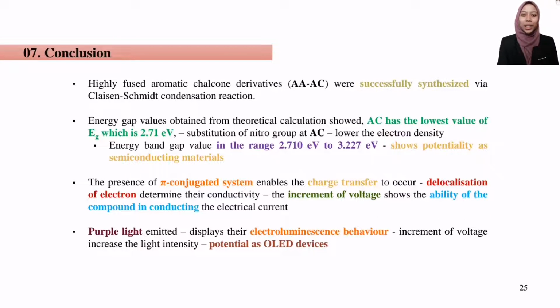The energy gap study showed that the value is still in the range that shows their potential as semiconducting materials. Besides, in this study, it can be concluded that the presence of a π-conjugated system enables the delocalization of electrons, resulting in the ability of the compound to conduct electrical current. Also, as AA, AB and AC show purple light emitted, it displays their electroluminescent behavior.